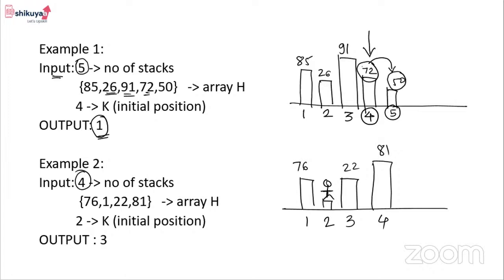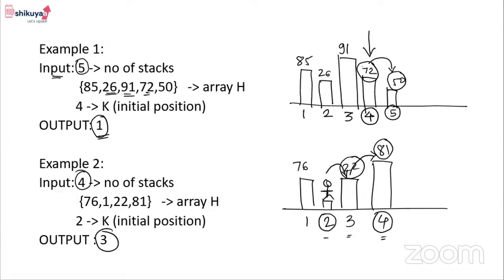and when he jumps to his rightmost stack, he will jump onto stack number 3 because its height is greater than his current stack. He will jump from stack number 3 to stack number 4 because 81 is greater than 22. Okay, and after 81 the stack ends. Therefore, how many stacks has Bob jumped including his current position? He started from stack number 2 and he jumped up to 4. So 1, 2, and 3. Therefore, the output is 3.